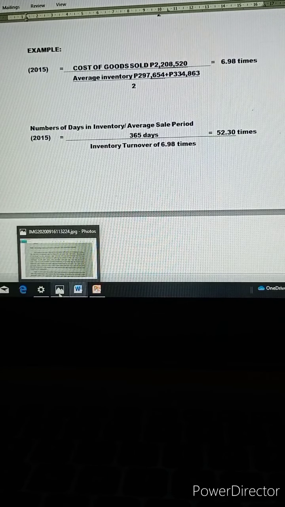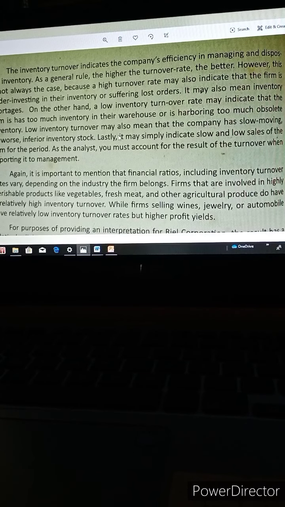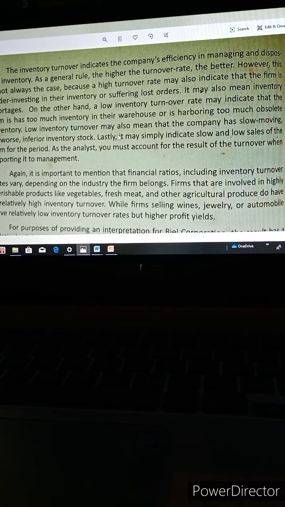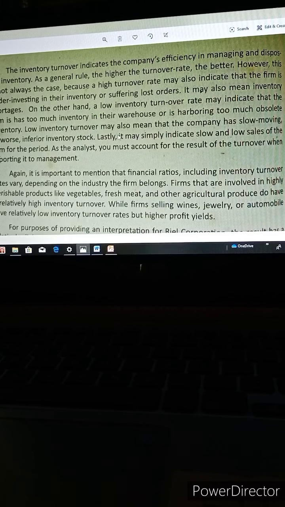So in computing for the 2014 inventory turnover, we should use the ending inventory of 2014. The inventory turnover indicates the company's efficiency in managing and disposing inventory. As a general rule, the higher the turnover rate, the better. However, this is not always the case because a high turnover rate may also indicate that the firm is underinvesting in their inventory or suffering lost orders. It may also mean inventory shortages.